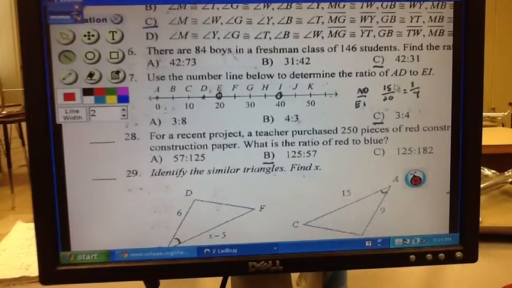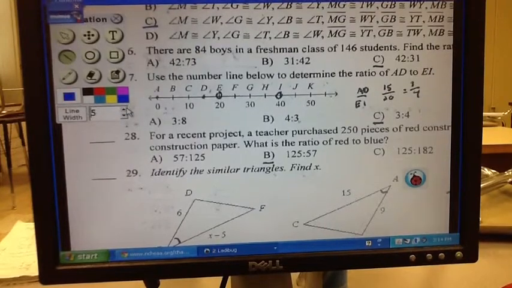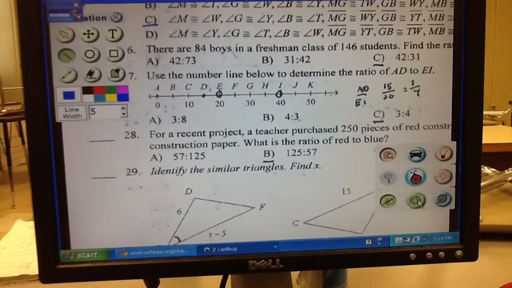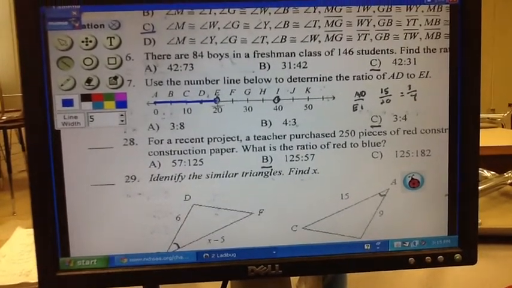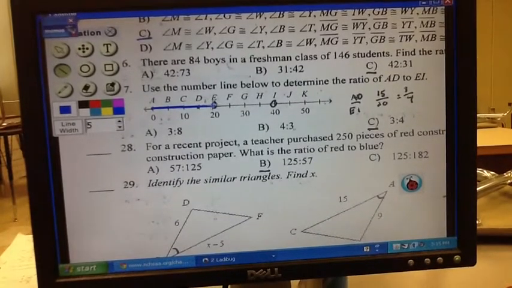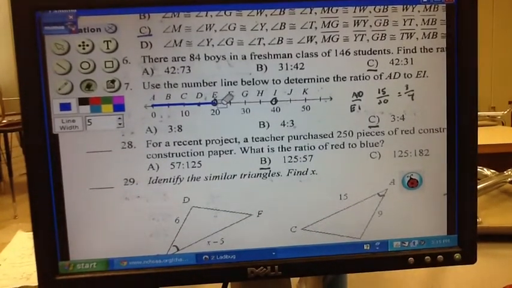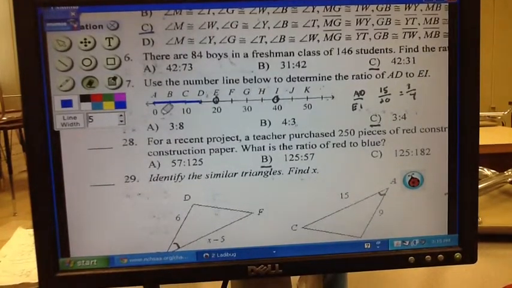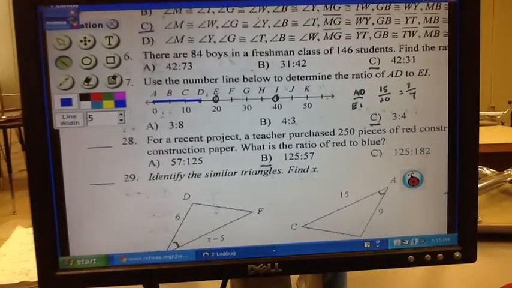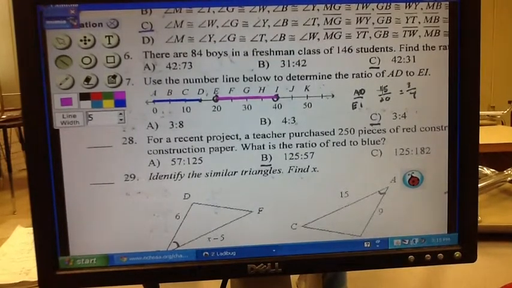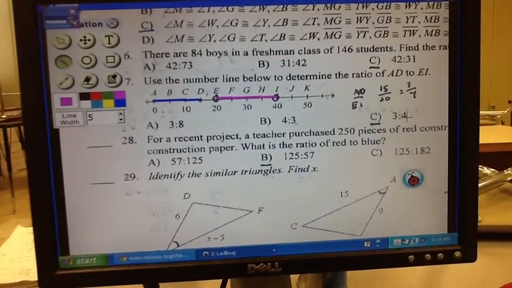Alright, A to D. So I went ahead, let's do A to D in a color. A to D, gotta freeze it. Notice it went from 0 to 15 there, going by increments of 5. So A to D ended up being 15. And the next thing is E to I. I'm going to do E to I in pink. E to I, 20 to 40, that's 20. So it ends up 15 to 20, reduces down to 3 over 4. And we got 3 to 4 here.